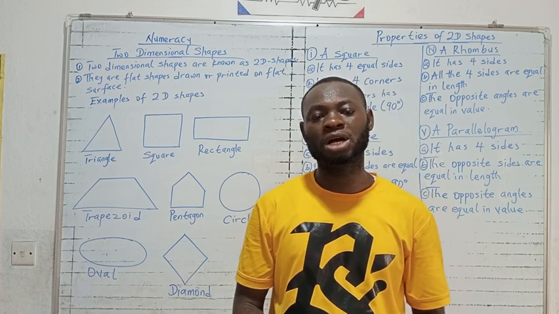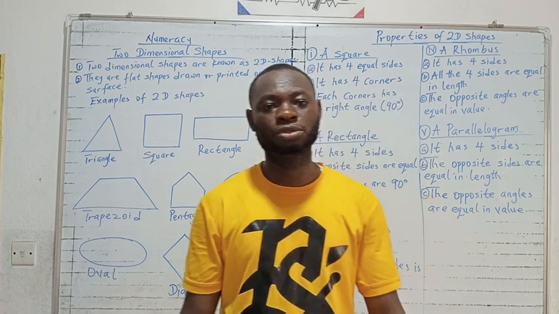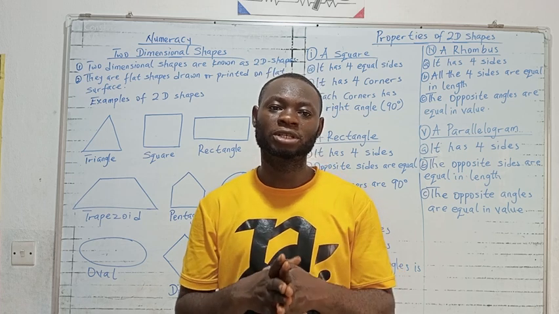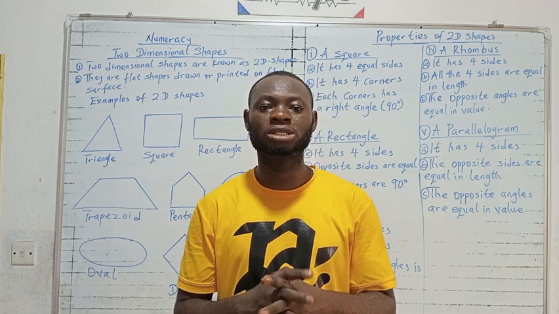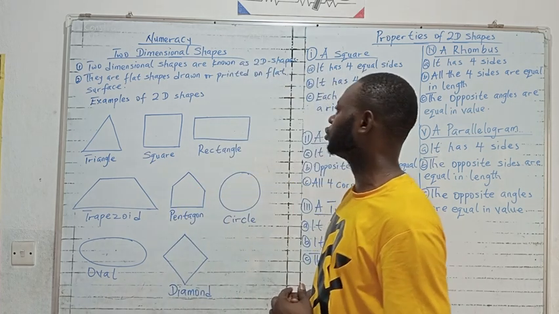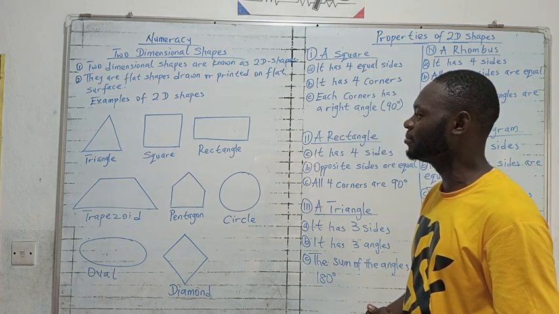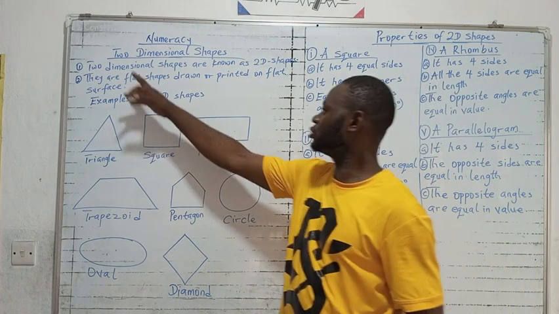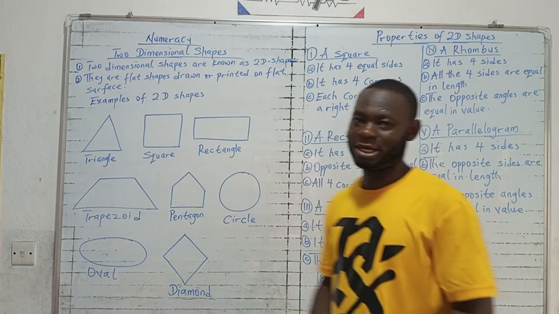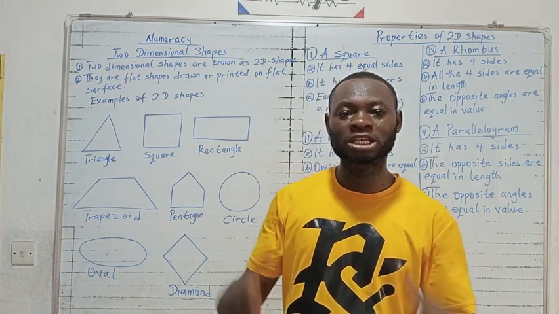Today we are moving into another new topic, and in this new topic, we are simply going to introduce the two-dimensional shapes and the properties of some of the two-dimensional shapes. So on the board, we have the topic for today to be two-dimensional shapes. Two-dimensional shapes are known as 2D shapes. You either call it two-dimensional shapes or you call it 2D shapes.